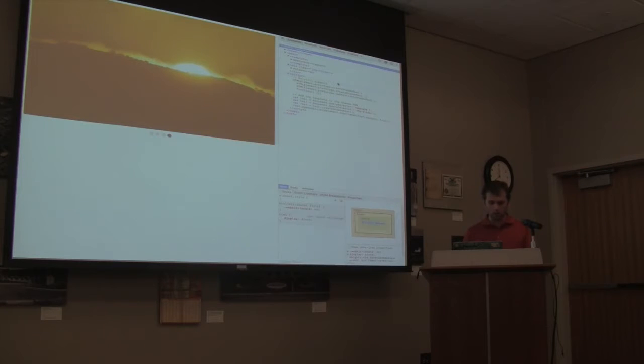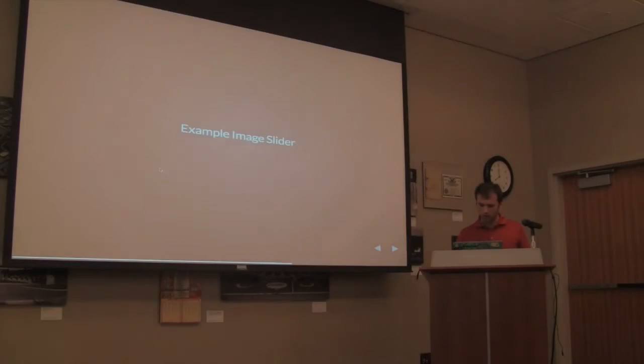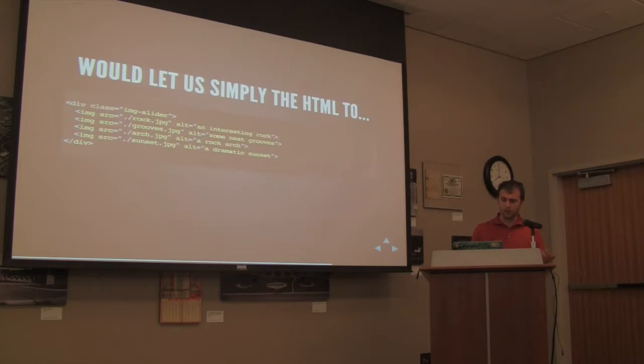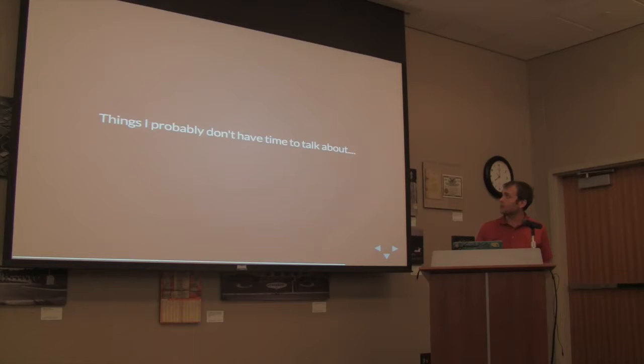Now, you can do more crazy stuff with it. You could set up these content tags, and then we could replace that inner part on that page with these content select, and just have it be a placeholder for a variable that you pass in. Then it would simplify the HTML to just passing in all this stuff. And you could go even further and create custom elements that would replace this div class image slider with an element tag of just image slider. But my example for that one broke. I couldn't figure it out, so I skipped it.